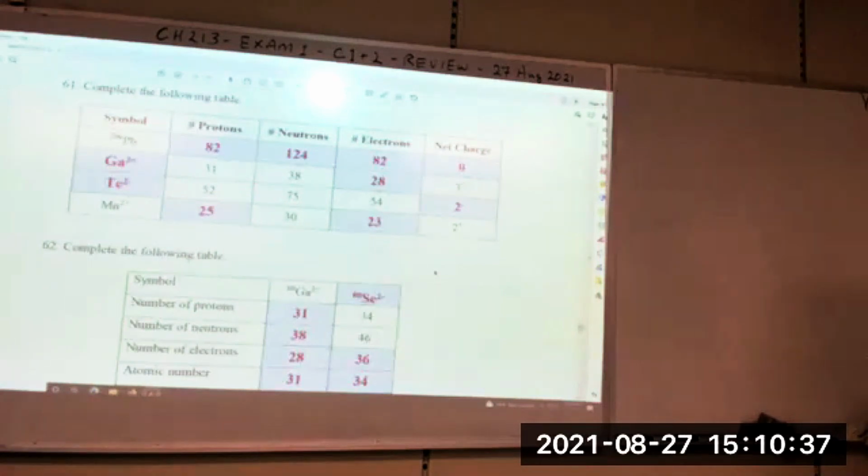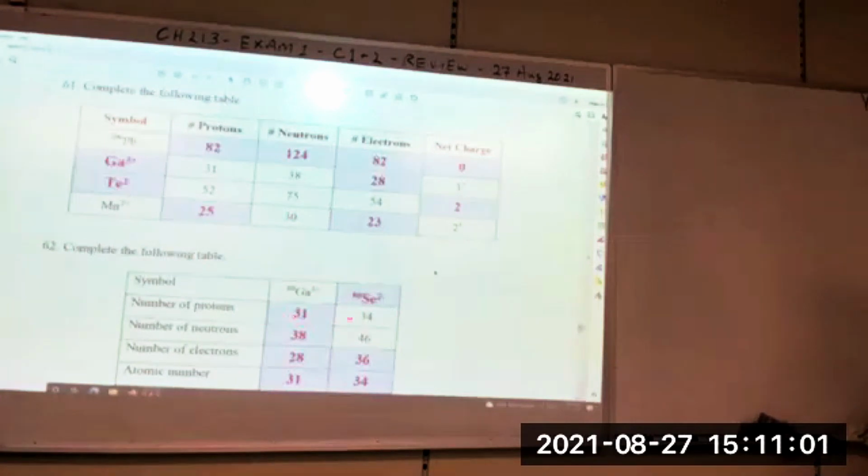And lastly, you have manganese 2+, and the charge is given here, the number of neutrons is given there, 25 protons for manganese. You just look at manganese right there, 25. So if it's 2+ charge, we have 2 more protons than electrons, you need 23 electrons. So that fills out that chart.